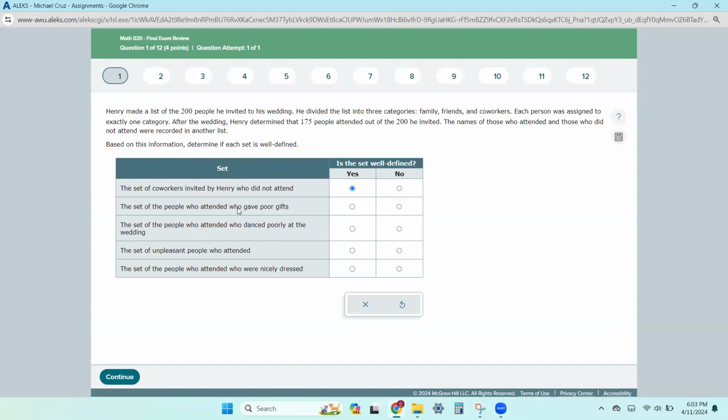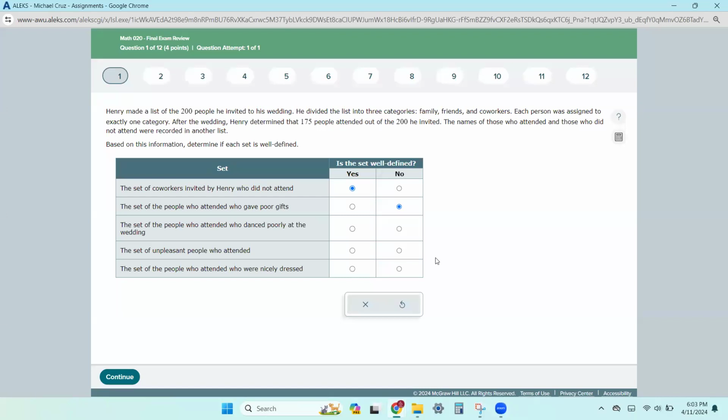So we can click yes. Now, what about the next one? It says the set of people who attended that gave poor gifts. No. He does not have any information about that on there. Maybe he's got some kind of mental list, but he doesn't have it written down, so we can't determine what that is. Only if it's written down can we deal with it. The idea of something being subjective and objective is sometimes not very clear, but this is a case where there are certain things maybe in his mind that he knows, but he doesn't have a list for them, so there's no way we can verify it. So this is a solid no.